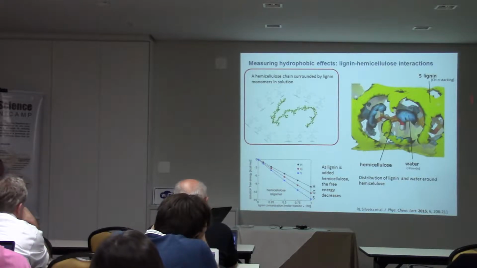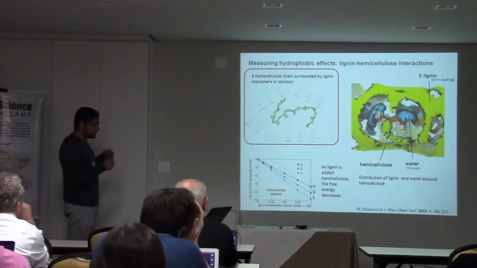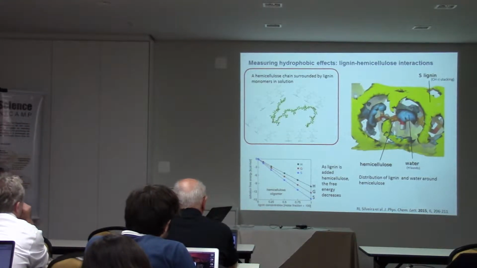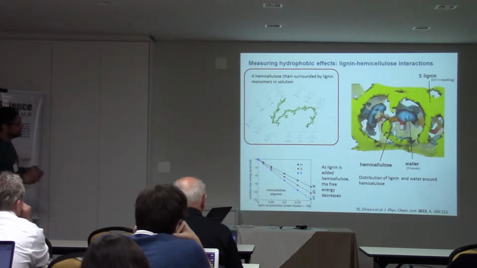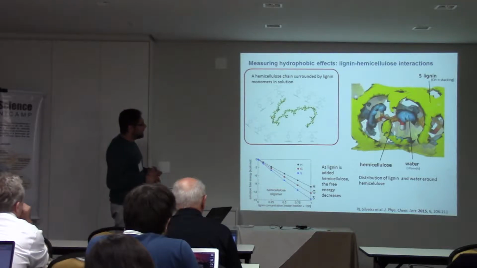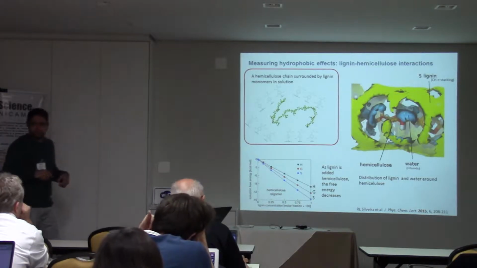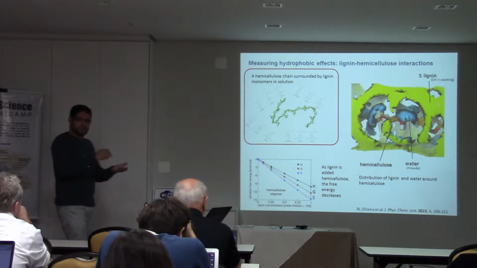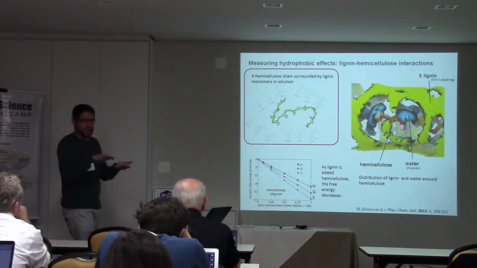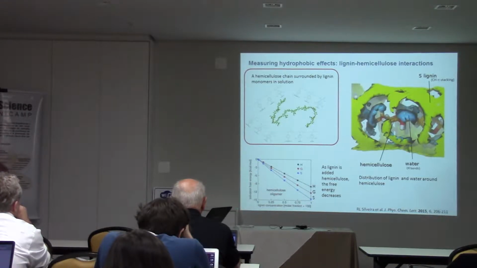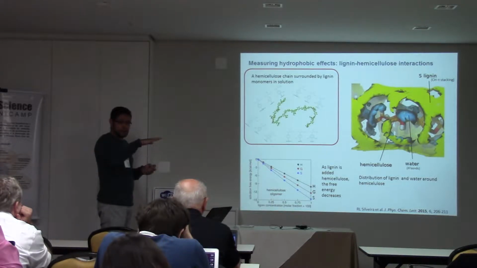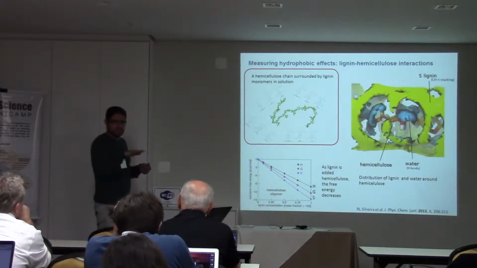Okay, so now we have here the distribution of water and lignin around the hemicellulose. So here you can see what is the nature of the interaction. In orange here we have the hemicellulose chain, and we see that the water coordinates especially the hydrogen bonding sites of the hemicellulose. So water doesn't interact with the hydrophobic faces of the hemicellulose. On the other hand, the S lignin, which I'm showing here, covers especially the hydrophobic faces of the hemicellulose.